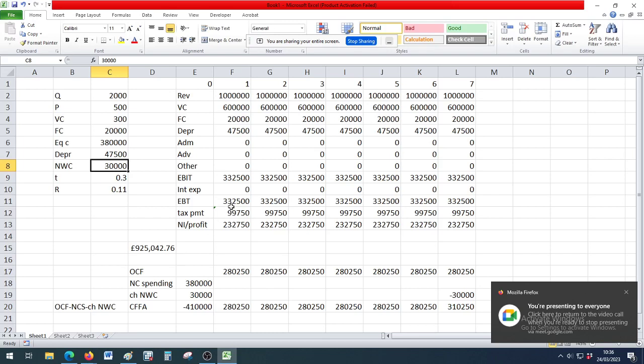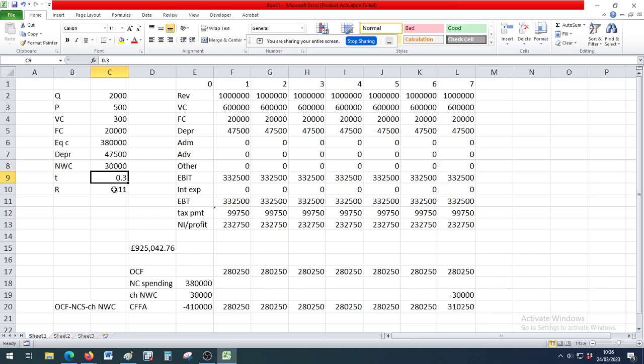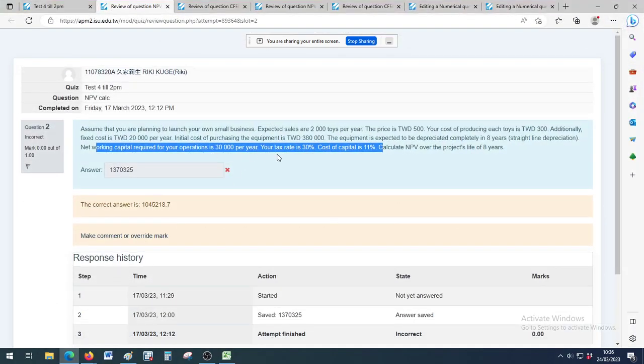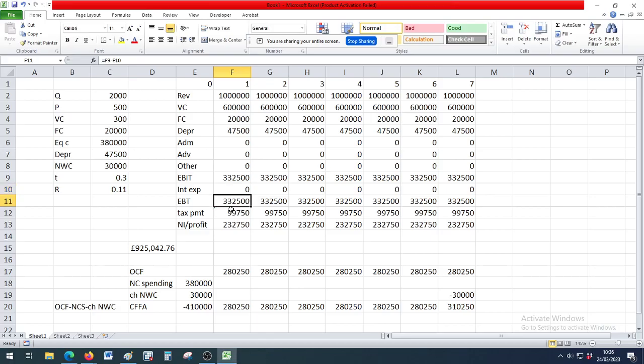Okay, 30%, 11%. Earnings before interest expense, revenue minus. The formula seems to be correct. No interest expense. Do we have interest expense? I don't see anything here. Okay. Earnings before tax, EBT, minus interest. No interest anyway. These values are the same. Tax payment should be 30% of EBT. So 30% correct, 0.3. Profit, EBT minus the tax. The formula is correct. All these values are the same as the other ones.